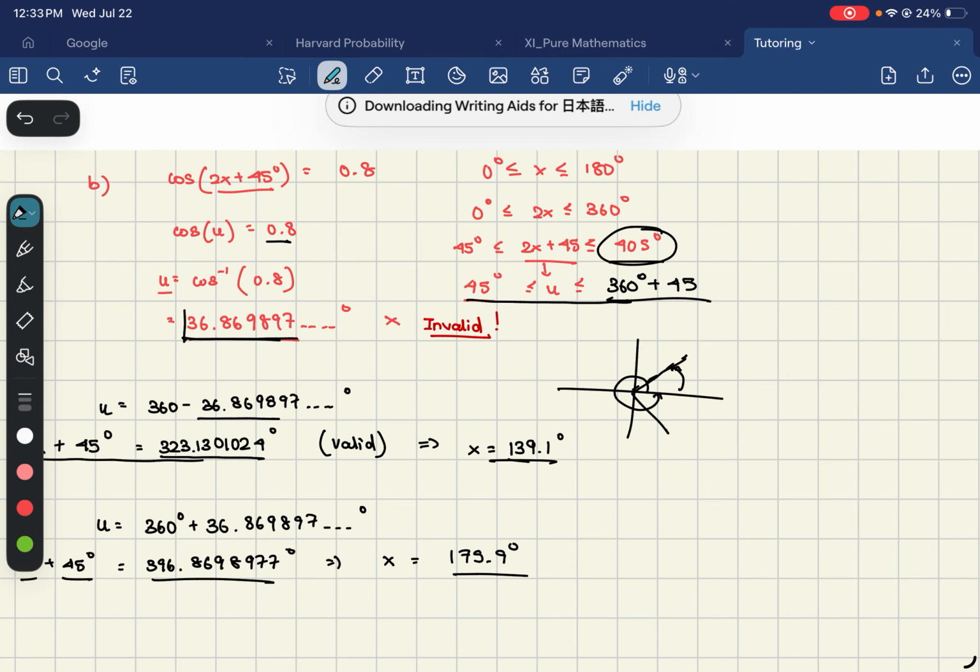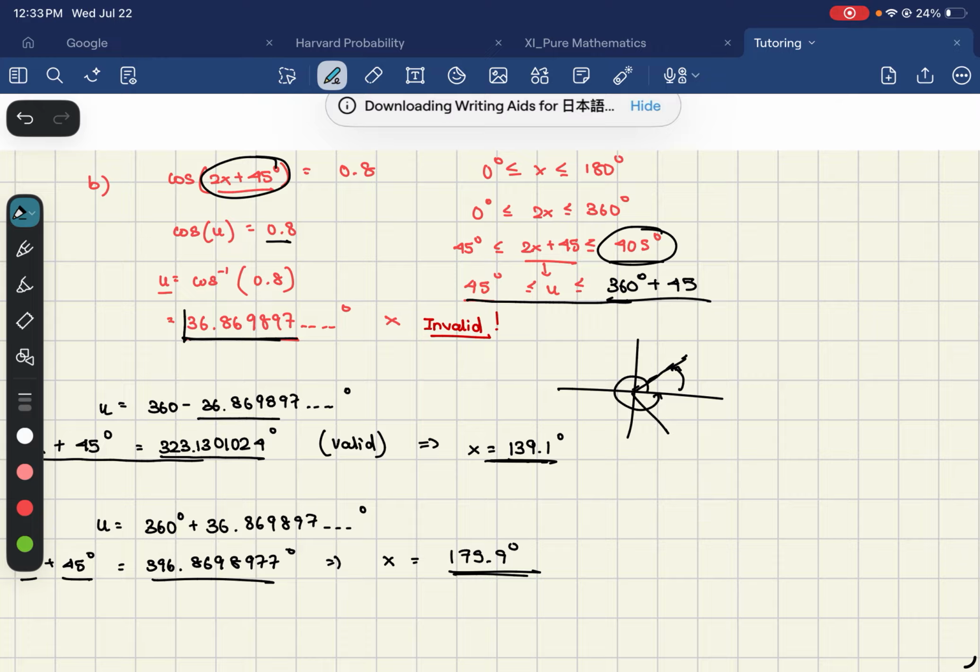And you can always plug these values in. If you do cosine, you plug it into your calculator. You change your calculator to degree mode, cosine of 2 times 139.1, so you plug your x values here, plus 45. Your answers have to be very close to 0.8. So if you plug this, you get 0.8007, which is correct to 2 decimal places. So it works. This is valid.